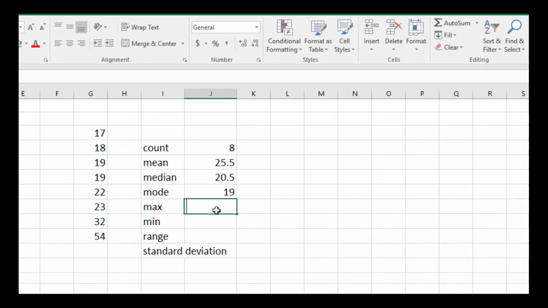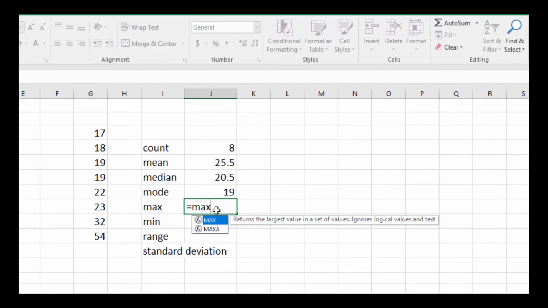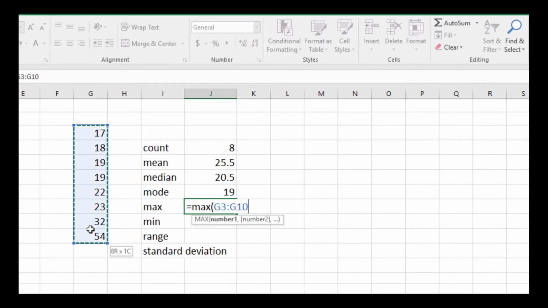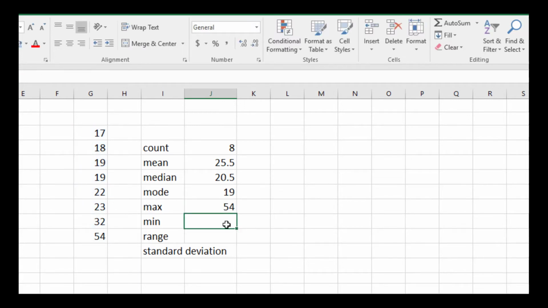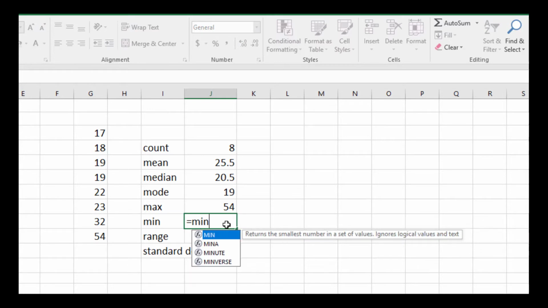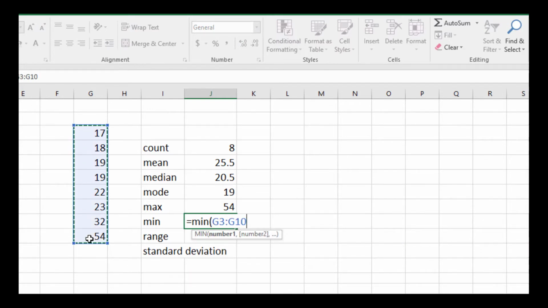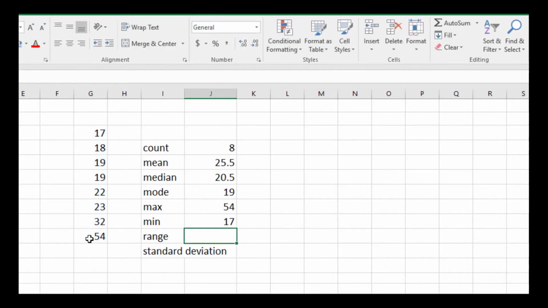The max is just equals the max of that data set. And the min is the minimum of that data set. And finally, the range, and this is what I'd say, equals the max minus the min. So that cell minus that cell.